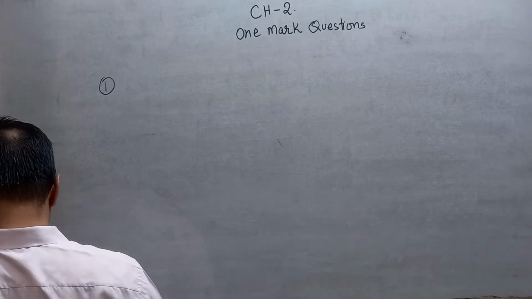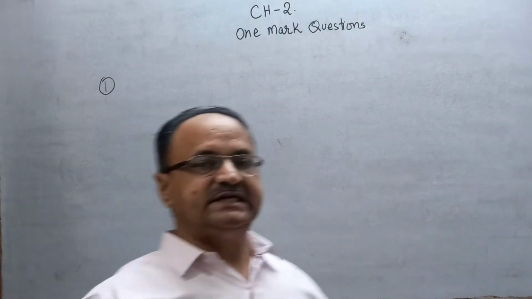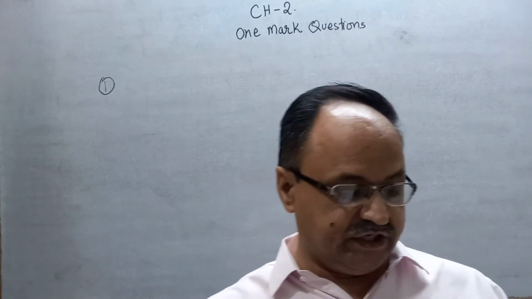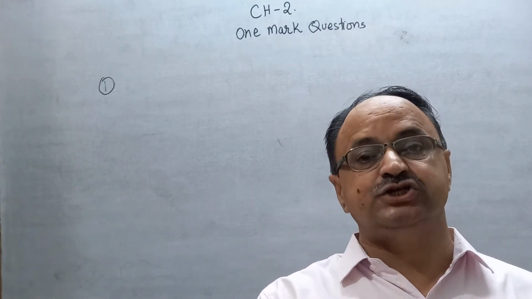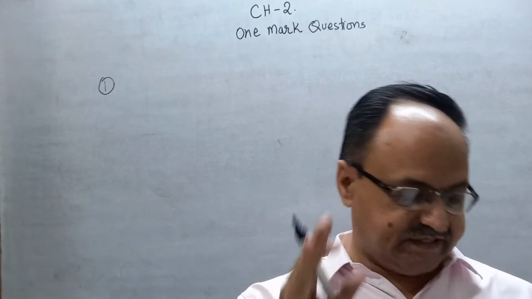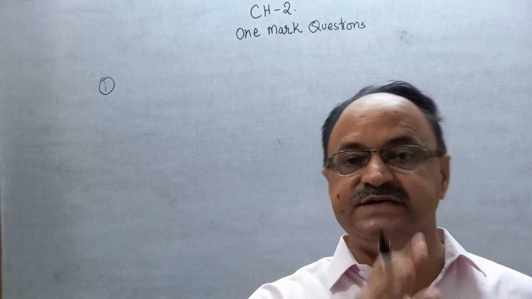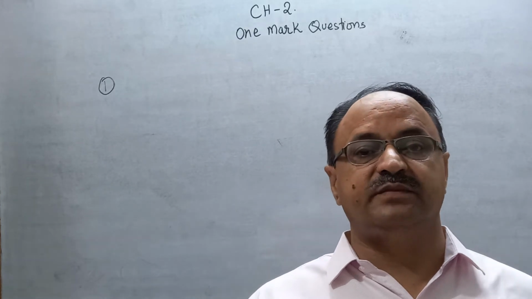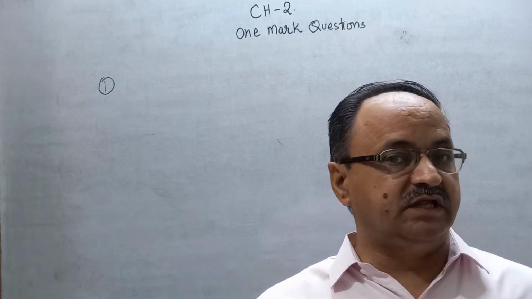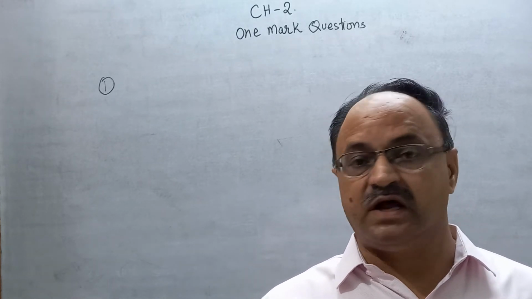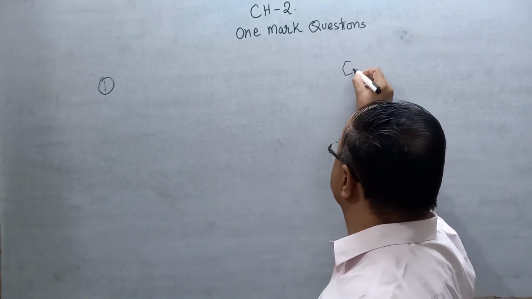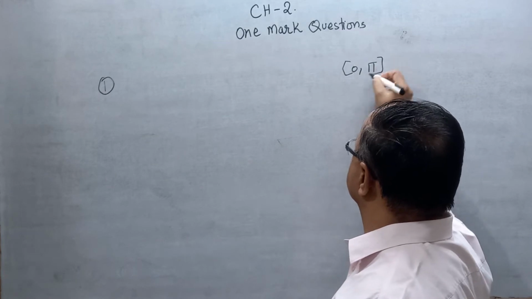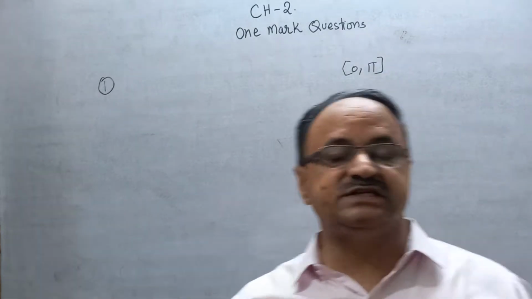Write the range of one branch of cos inverse x other than the principal branch. Can you tell me the principal branch of cos inverse x? Very well, you know. That is 0 to pi. This is the main principal value branch.